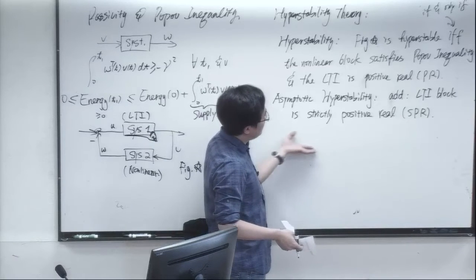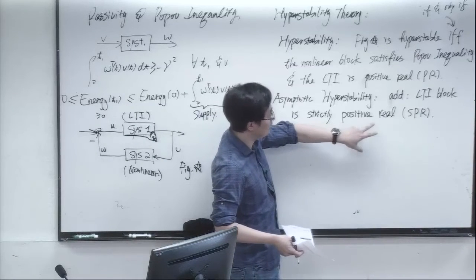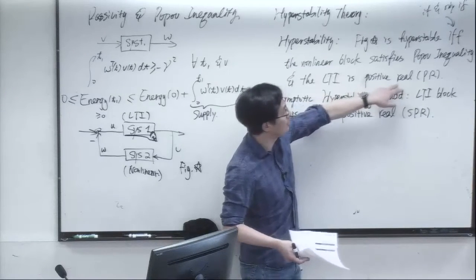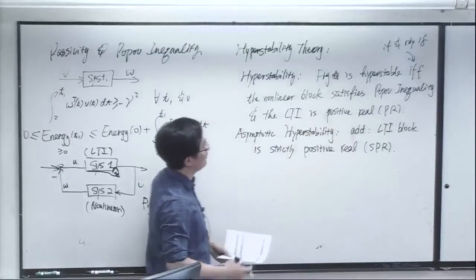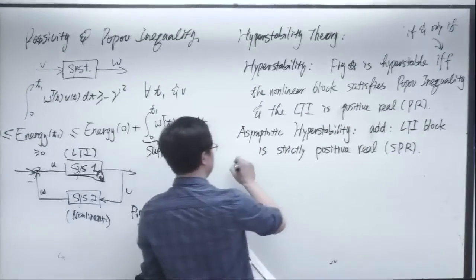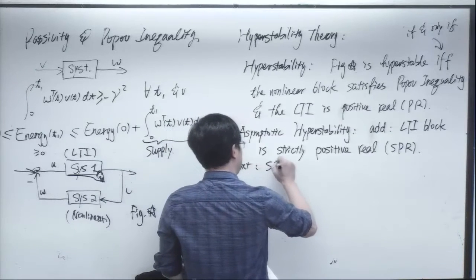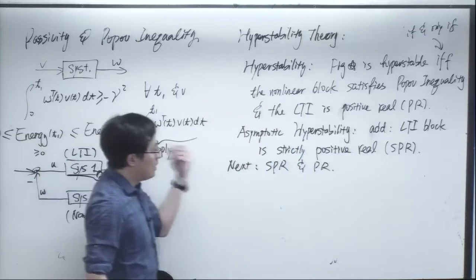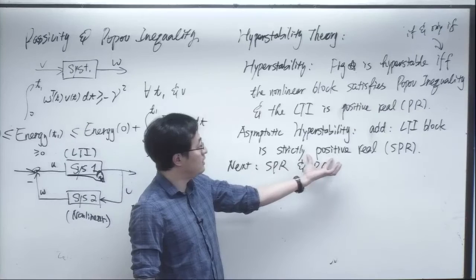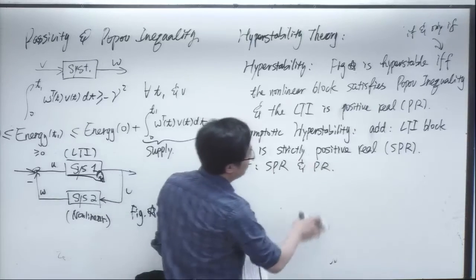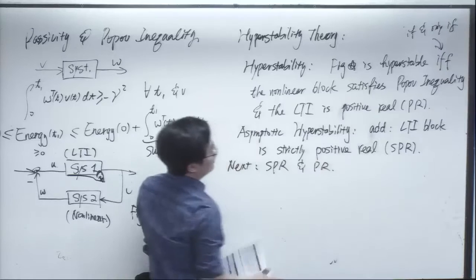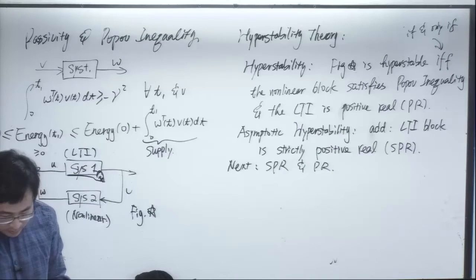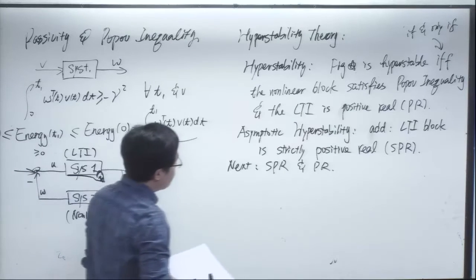My plan is to talk about this version first. I talk about the stronger version first, and then I'm going to talk about the positive real version, the slightly relaxed version of hyperstability. All right? A stronger requirement is easier to discuss than the less restrictive version.